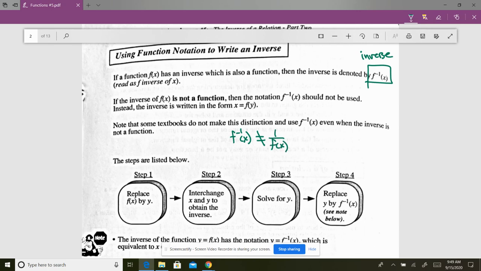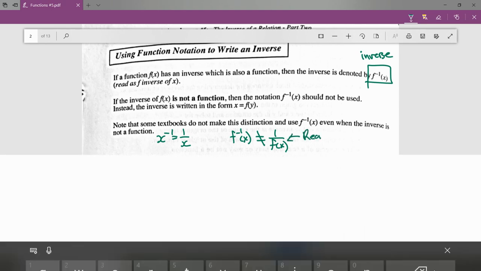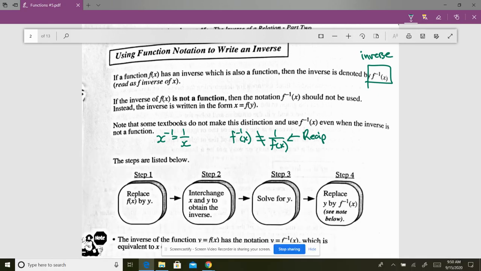Okay, because if you remember back to your exponent rules, if you had x to the negative 1, that is equal to 1 over x, right? Is that ringing some bells? Okay, but talking about functional notation, when it's a function, it means the inverse. This is called the reciprocal, and we'll look at that later on.